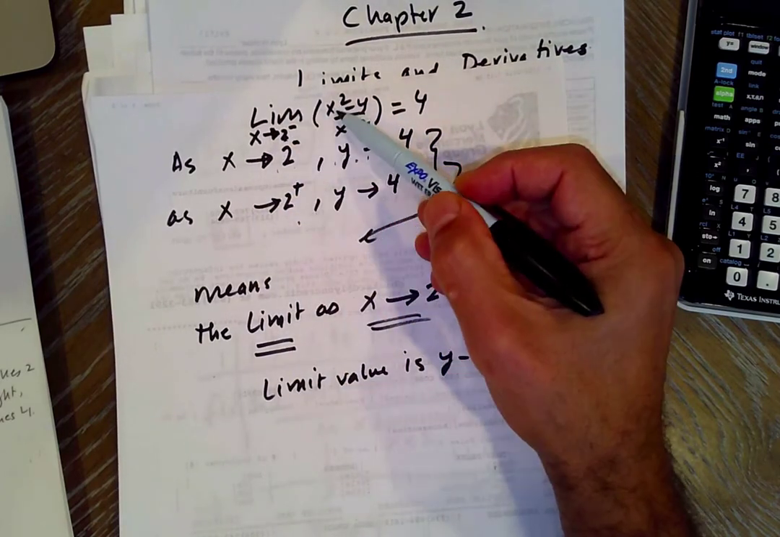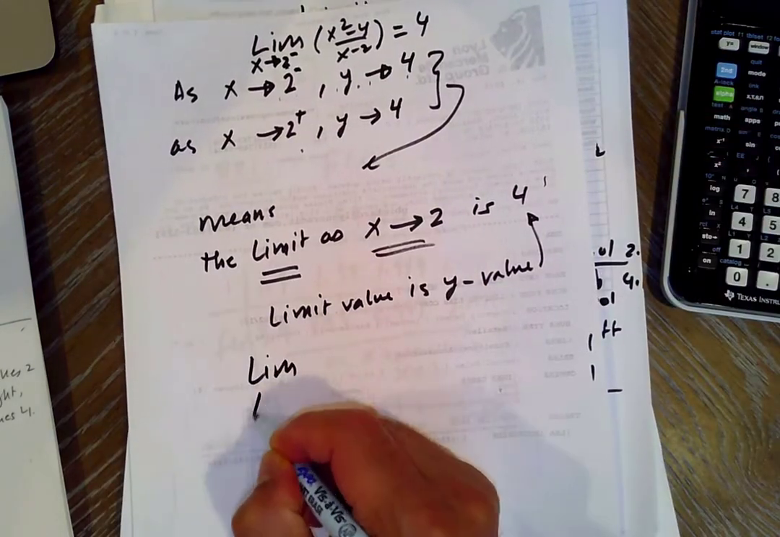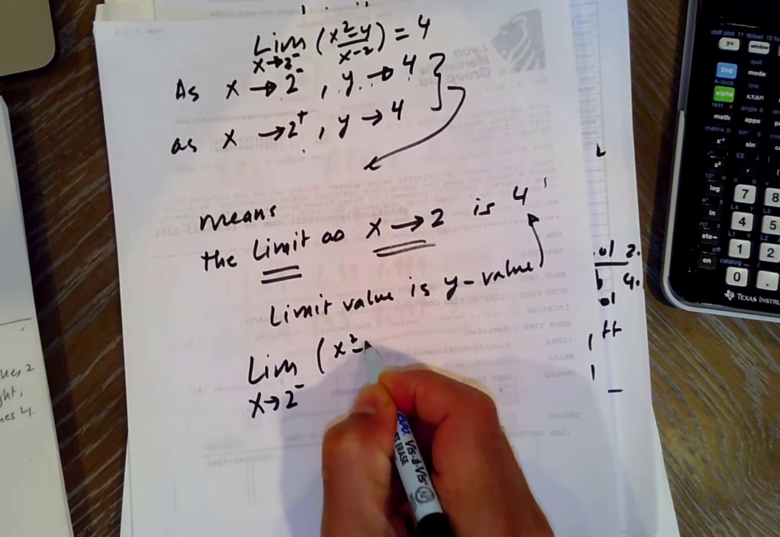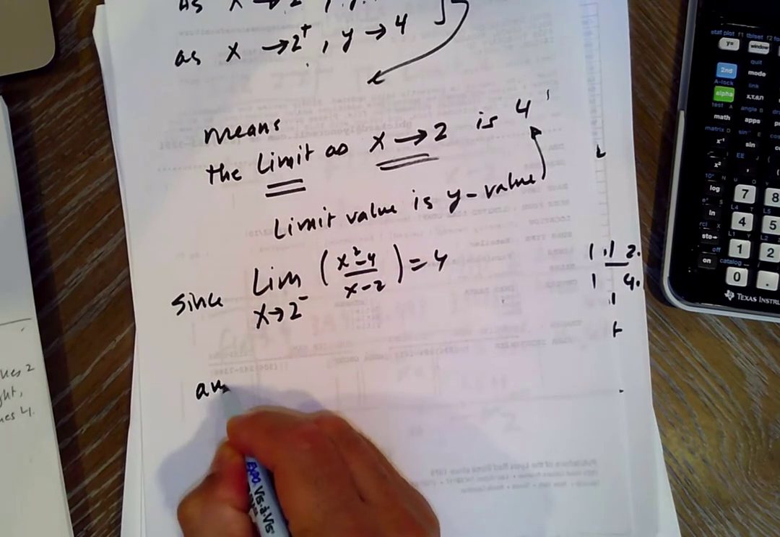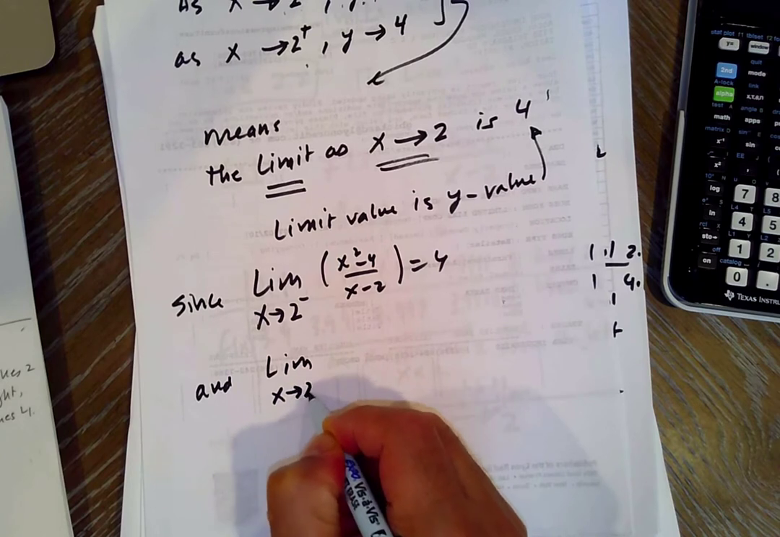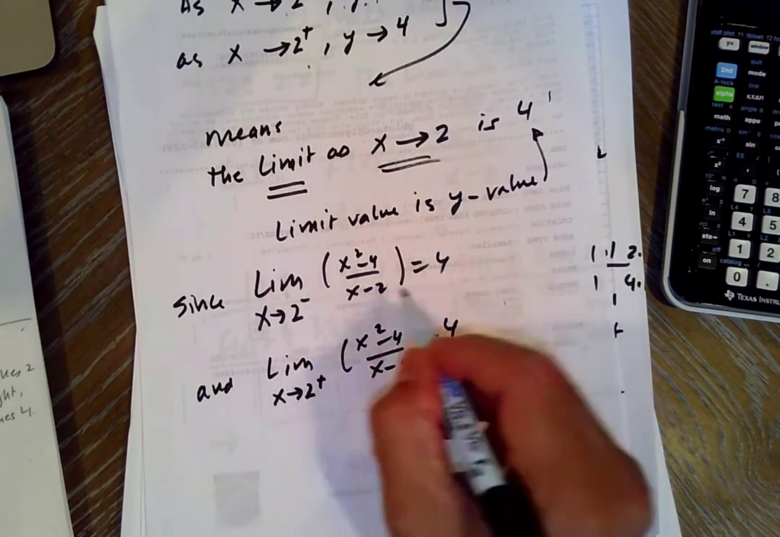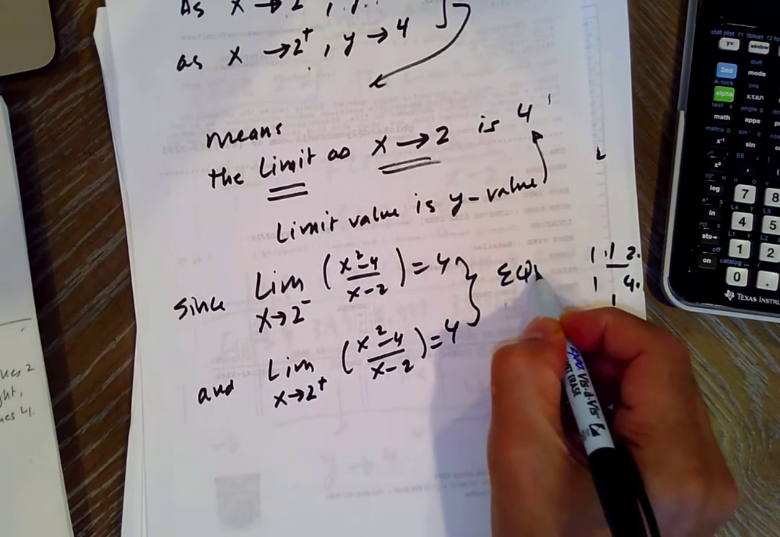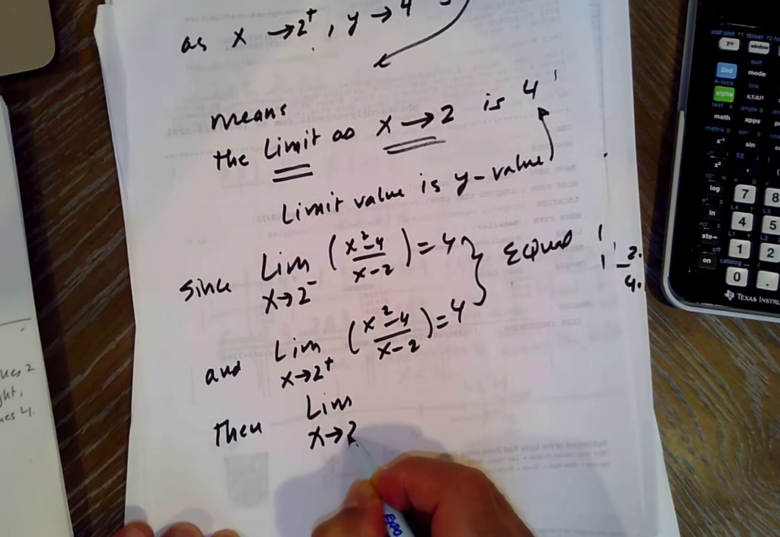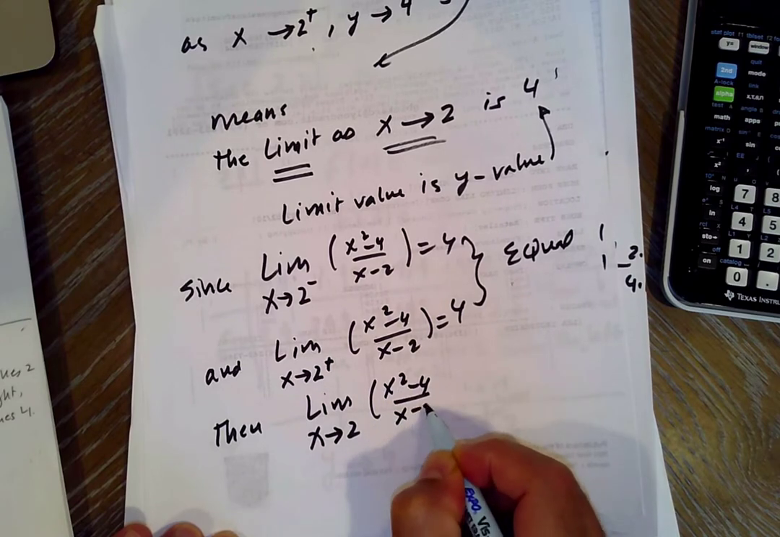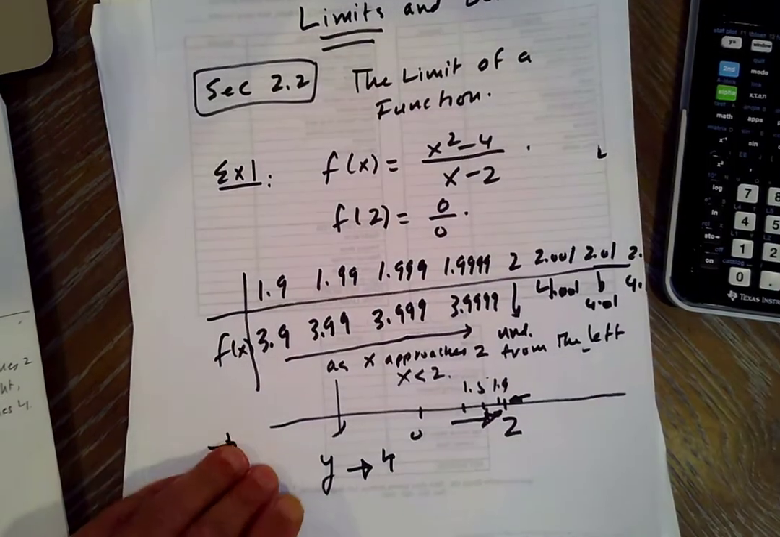It's like plugging the number in, but you can see plugging the 2 in doesn't work. So let me rewrite this here. The limit as x approaches 2 from the left of x squared minus 4 over x minus 2 is 4. And the limit as x approaches 2 from the right of x squared minus 4 over x minus 2 is 4. If these two limits exist and they're equal, then we can say the common limit as x approaches 2 of x squared minus 4 over x minus 2 exists and it equals 4. And we're going to write down a general definition for this.